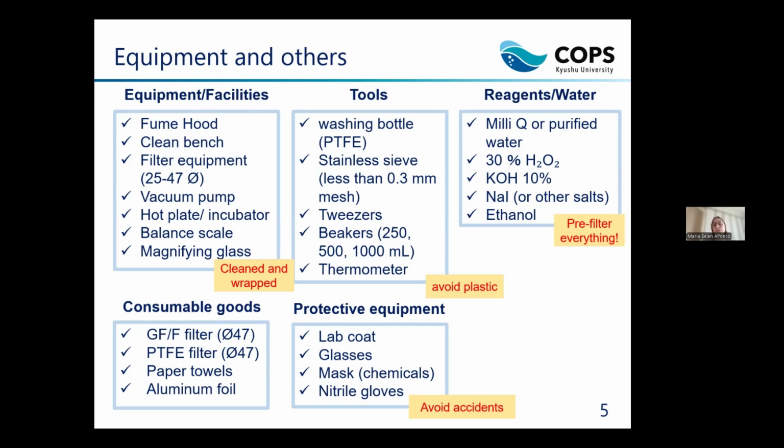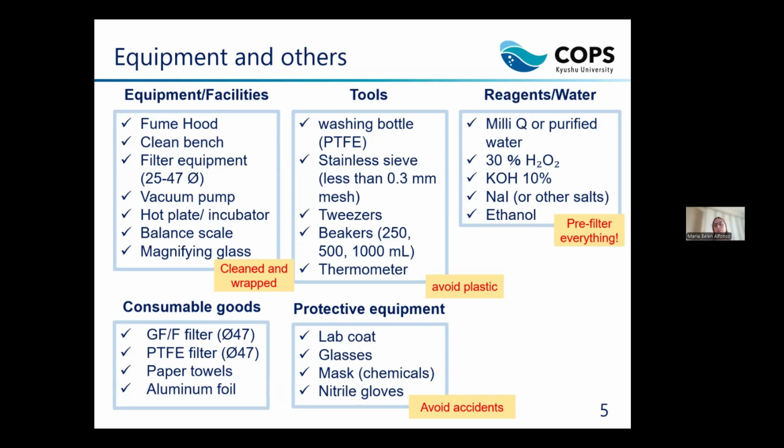Also, between the tools, try to avoid plastics. And for the reagents, you will use several chemicals, including Milli-Q or distilled water to filter, rinse and wash your samples in many steps. If you don't have a Milli-Q device, you can use distilled water as well. For this, or any reagent you are going to use during this process, you need to pre-filter everything. That means you need filter equipment and filter glassware to remove any particle contamination that could be in the reagents from the manufacturing process.